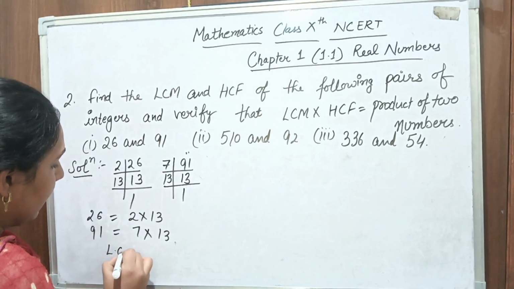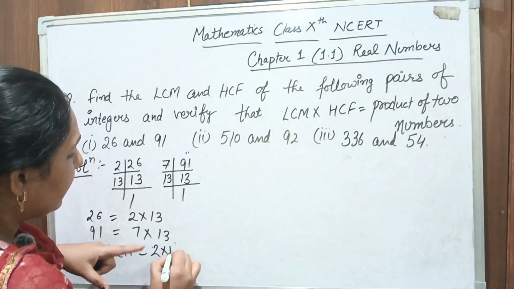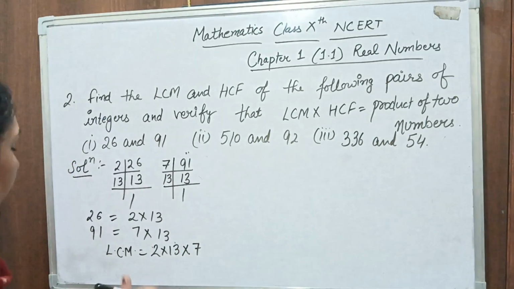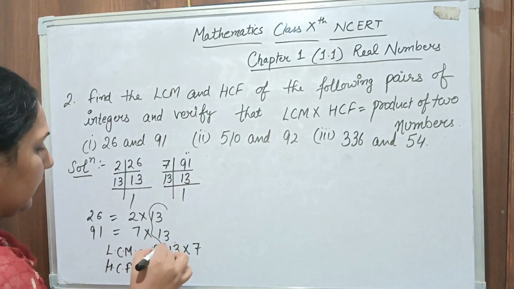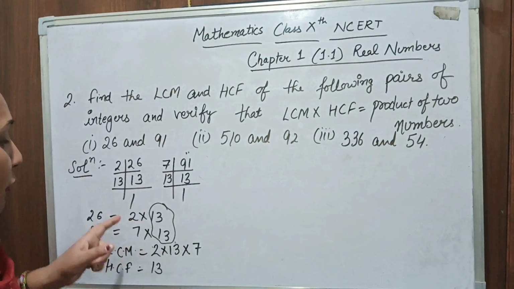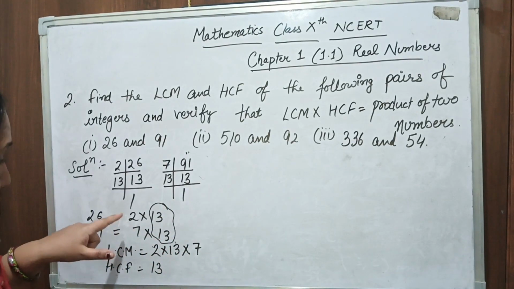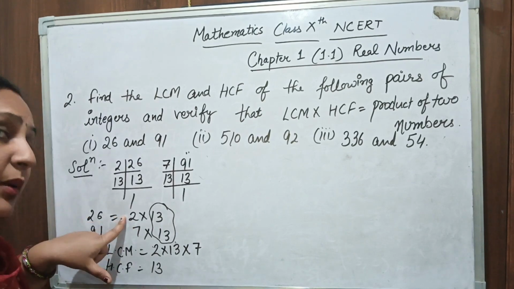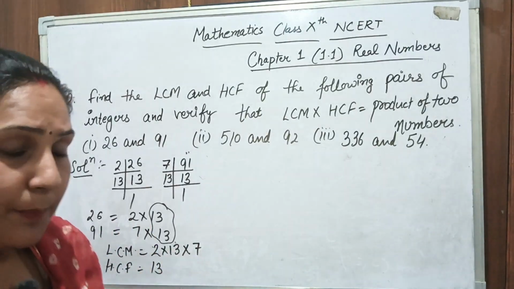So we will write our LCM. LCM will be 2 multiply 13 multiply 7. And HCF will be our common number, that will be 13. In LCM we take every number at least a single time, like 2, 13 and 7. We will take 2 with its maximum power, 13 with its maximum power and 7 with its maximum power present.